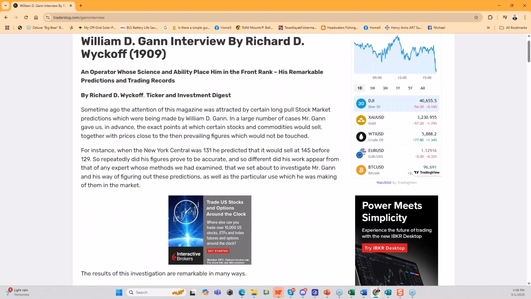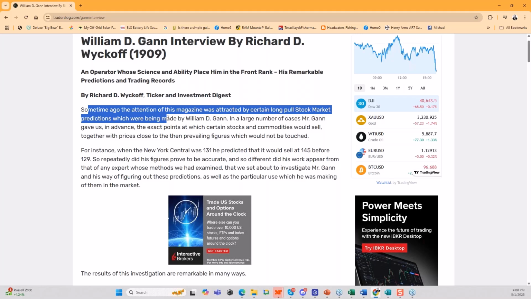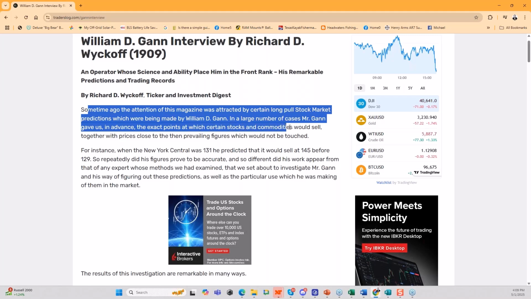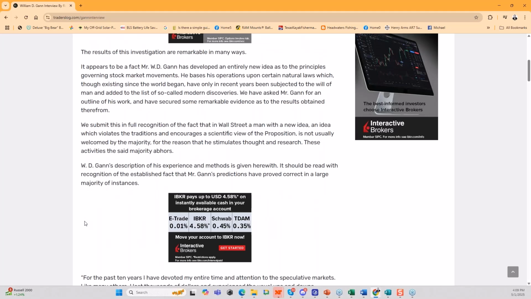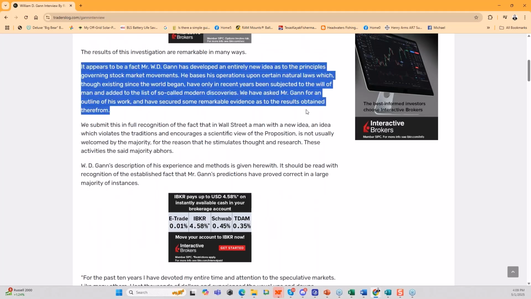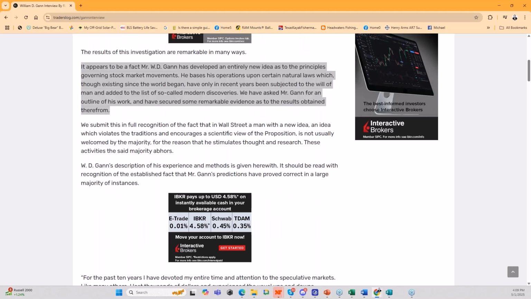And we can see examples. "Some time ago, the attention of this magazine was attracted by a long pull of stock market predictions which were being made by Gann. In a number of the cases, he would give us in advance the exact points at which stocks and commodities would sell, together with prices close to then prevailing figures which would not be touched." And so what's interesting here is this paragraph, and I want it to be the start of our conversation today.